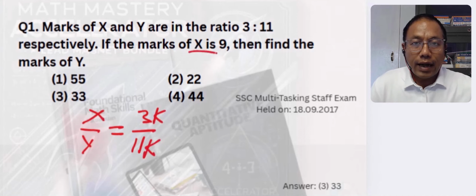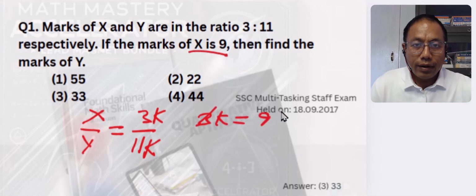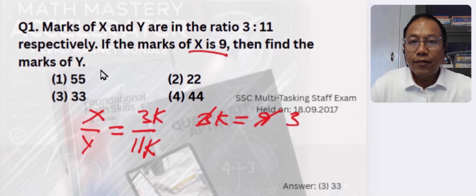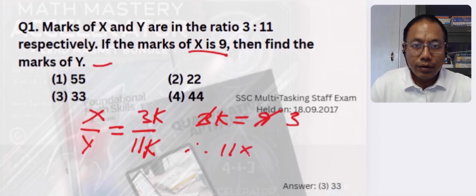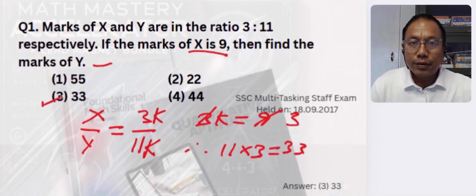If x is 9, x is 3k equal to 9. Let's find the value of k. 3 and 9, k is 3. Then find the marks of y. y is 11k, 11 into 3, that is 33. Option 3 is the right answer.